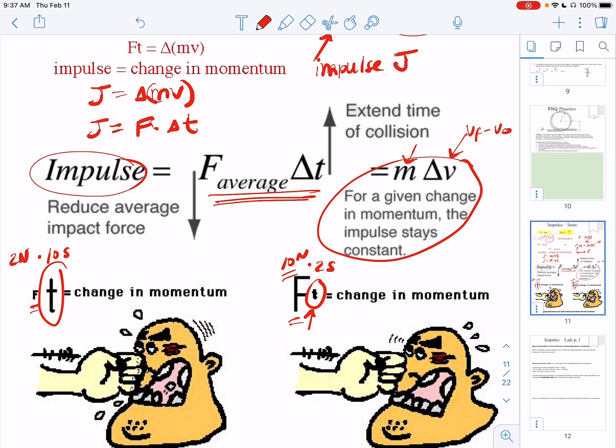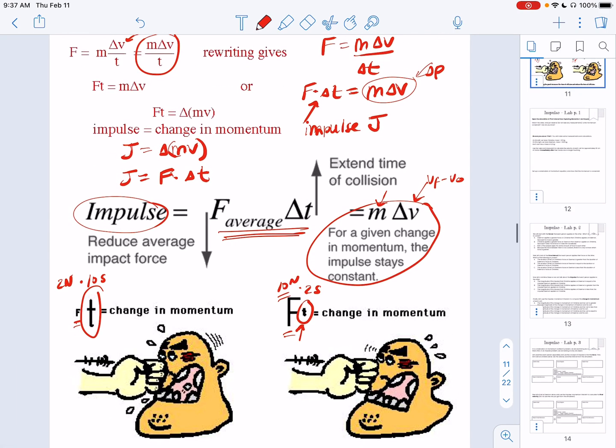So that is the new equation. Impulse is force times time, which is also the change in momentum. But just notice it's really just a restatement of Newton's second law. Same thing.